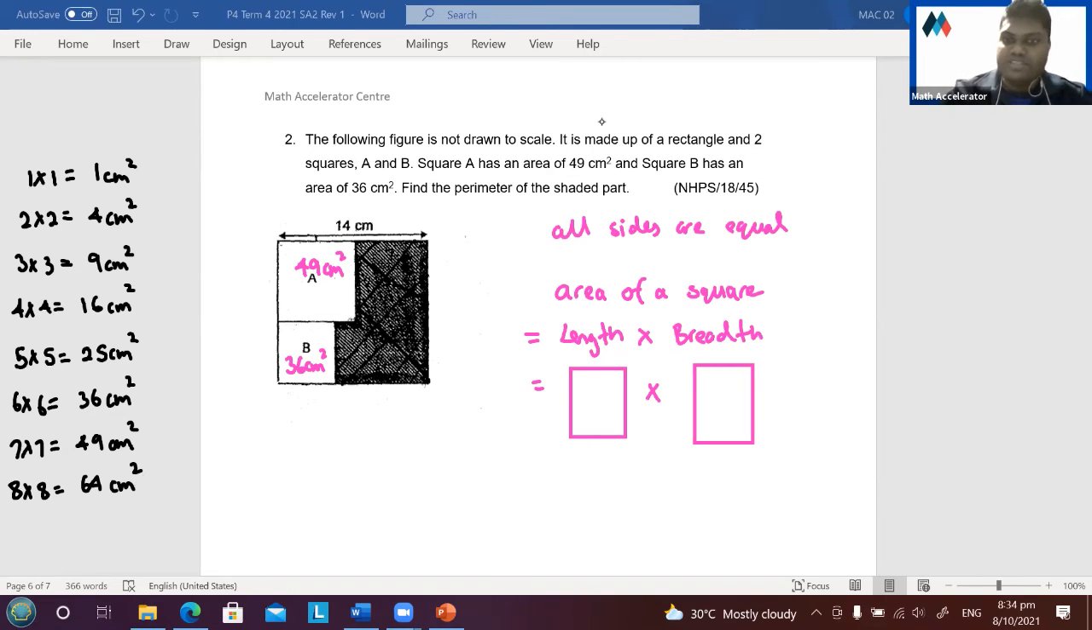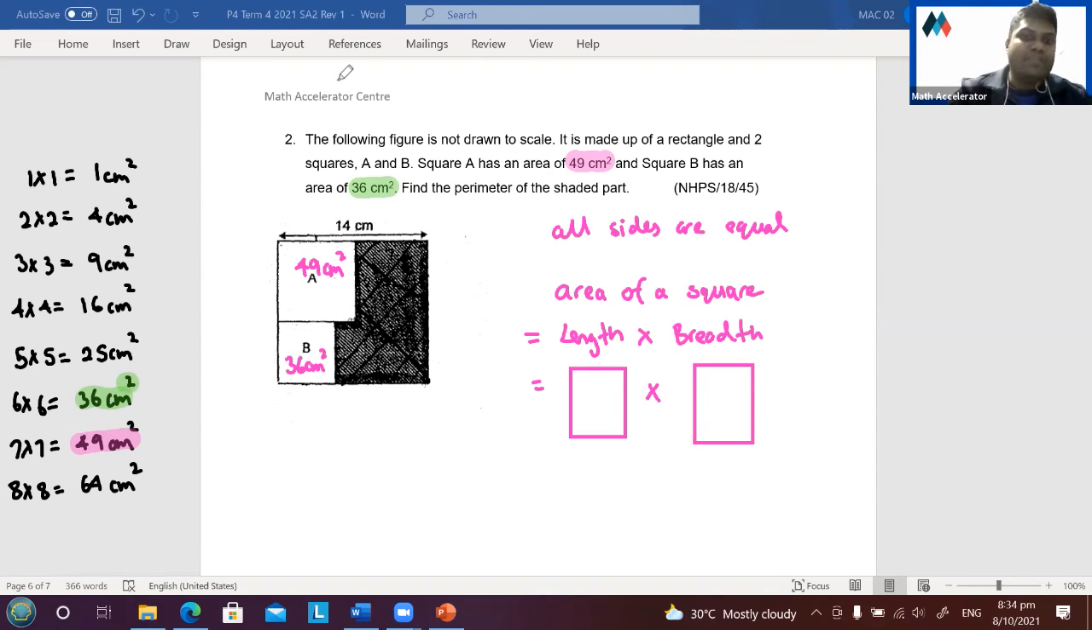Okay, so now the question here talked about two different squares, right? One is 49 cm square, one is 36 cm square. So let's go and identify where the 49 cm square is, which is right here, 49 cm square. Okay, what about the square B, 36 cm square? Where is it? 1, 4, 9, 16, 25. Okay, 36 is over here.